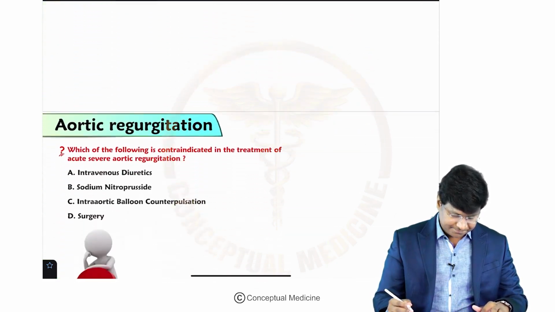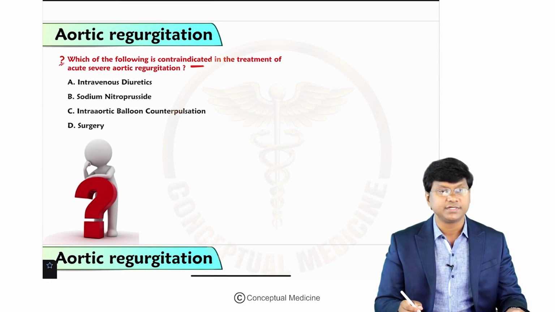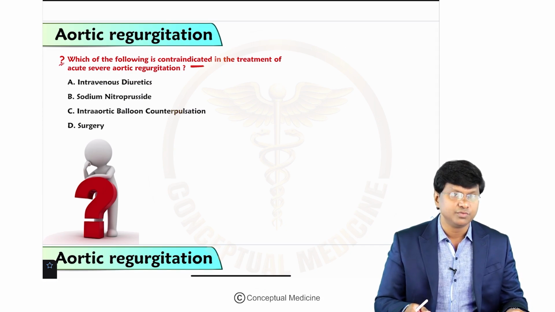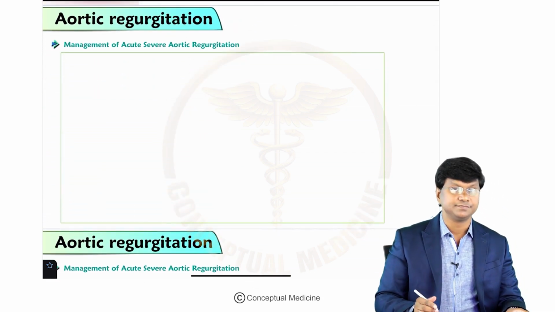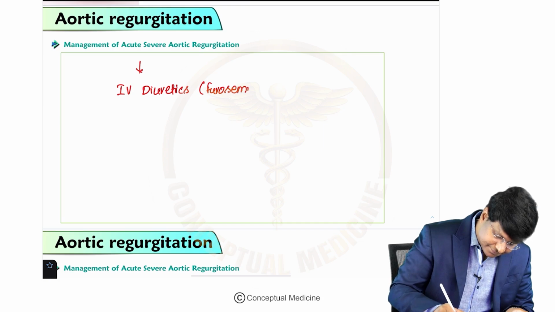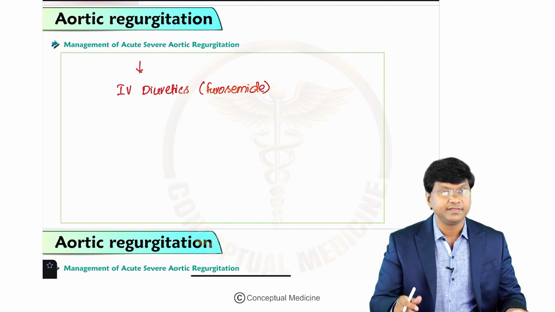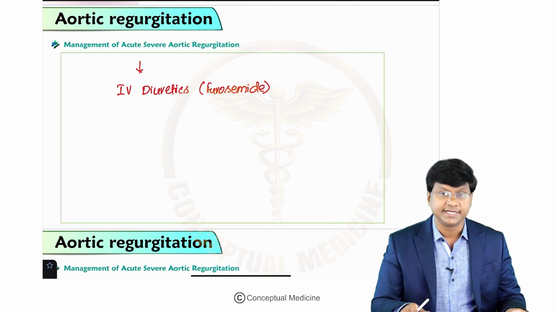Then you see a question here: which of the following is contraindicated in the treatment of acute severe aortic regurgitation? Intravenous diuretics, sodium nitroprusside, intra-aortic balloon pump, or surgery. So in the management of acute severe aortic regurgitation, you need to give intravenous diuretics. And what is that intravenous diuretic that we give? That is furosemide. Because the individual will end up in acute pulmonary edema, wherein the individual will have acute onset breathlessness. So to avoid that, we give intravenous furosemide.